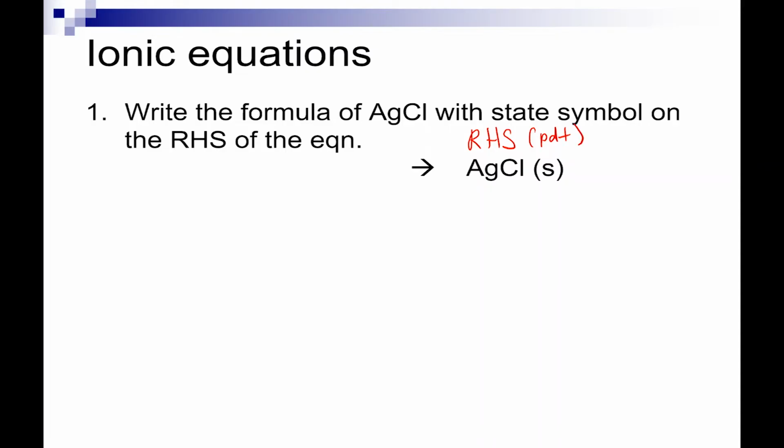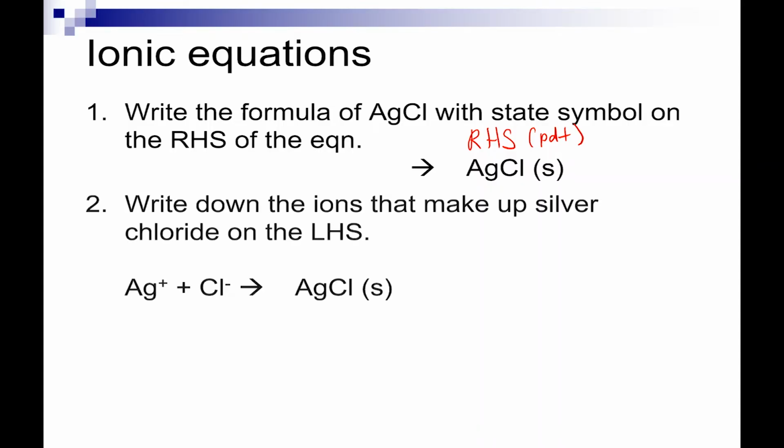As silver chloride is a white precipitate, your state will be solid. Secondly, we will write down the ions that make up silver chloride on the left hand side. So this is my left hand side. Okay, so it's silver Ag+ and Cl-. Please remember that the silver ion is Ag+.